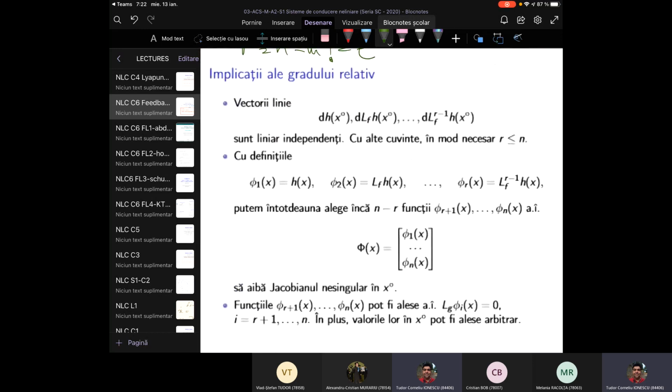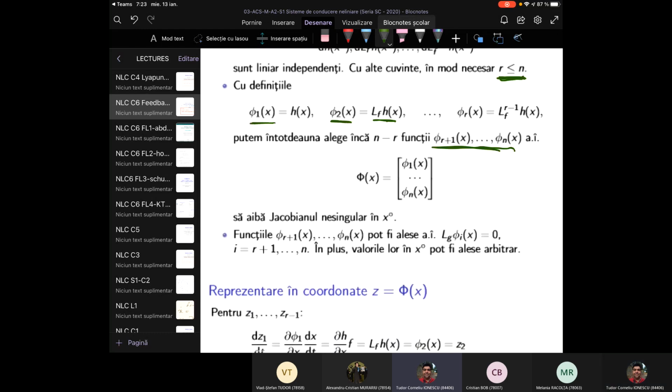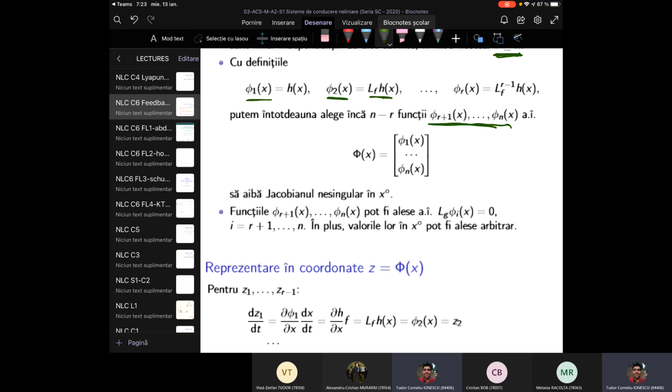Okay. So what happens if you have relative degree? What are the consequences of computing a relative degree? If you have all these derivatives, these gradients of these functions at the point x0, and they are linearly independent, then r is less than or equal to n. Now, with this notation of phi of these functions, we can always pick n minus r functions such that phi equals these things, with a Jacobian non-singular at x0.